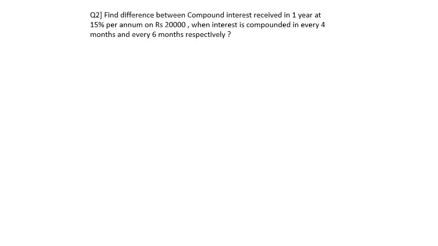Okay, now this is also a simple one. Find the difference between compound interest in 1 year at 15% per annum on 20,000 when interest is compounded every 4 months, and the second case when interest is compounded every 6 months respectively. The difference between compound interest received in 1 year. Okay, 1 year. Fine.